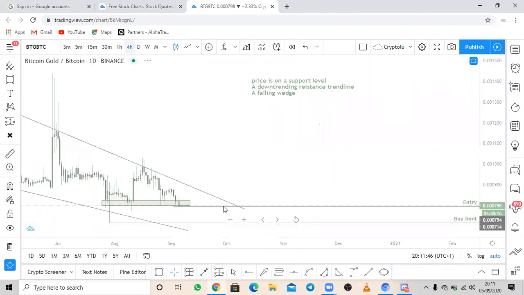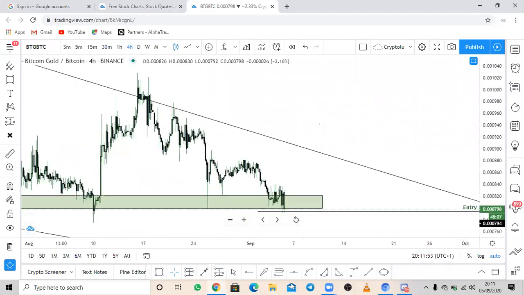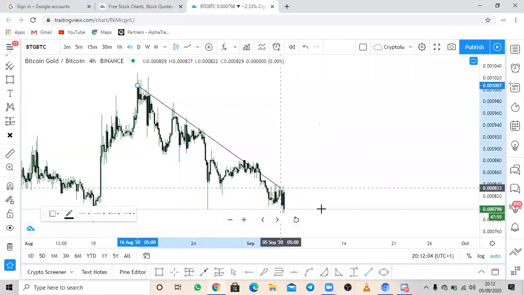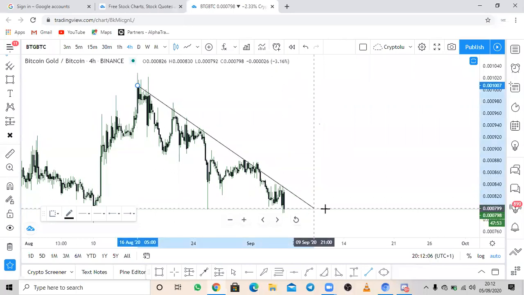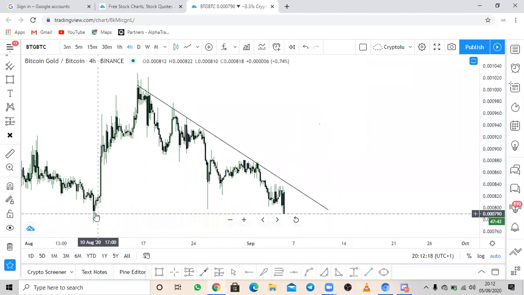Now on the 4 hour, we have a downtrending resistance trend line. The price has been in a downtrend up to this point. So a downtrend into a support level is actually a very good bullish signal.